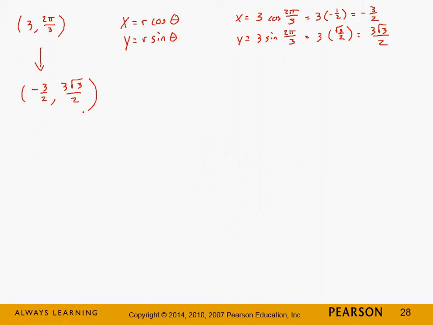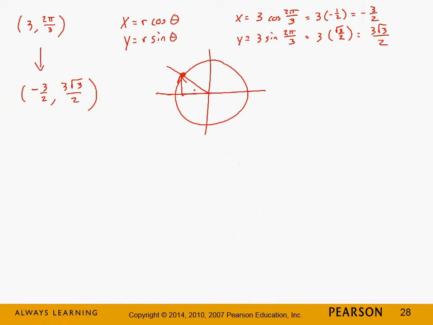And you always want to check and see if logically this makes sense in terms of what quadrant you're in. Okay? So 3, 2 pi over 3. 2 pi over 3 is over here. Well, that's not it, but it's over in that quadrant. 3 is positive, so it's somewhere over here. Does negative 3 halves and positive 3 root 3 over 2 correspond to the second quadrant? Yes, right? Negative x, positive y. So check those signs and make sure that the quadrant of your original polar matches the quadrant of your new rectangular, okay? That's one of the things you can use to check, okay?